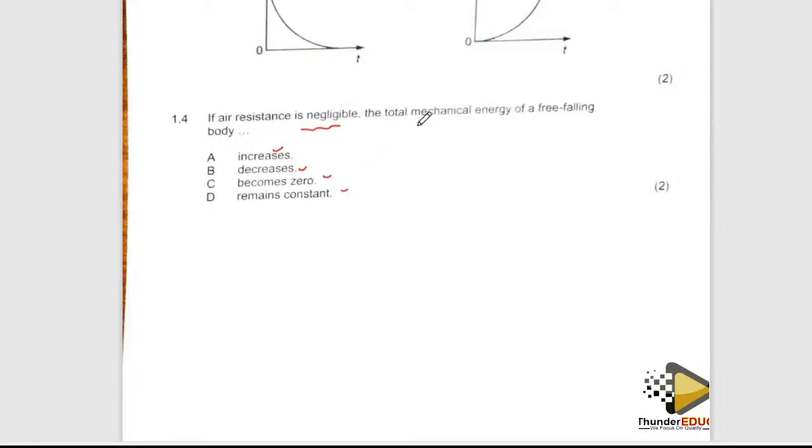So remember, we're talking about mechanical energy, which is a combination of the EP and the EK. We know that at maximum height, the EP is going to be maximum, and at minimum height, the EK is going to be maximum. But from the conservation of energy, there will be no increase or decrease. It must be the same. So option D would make a lot of sense.